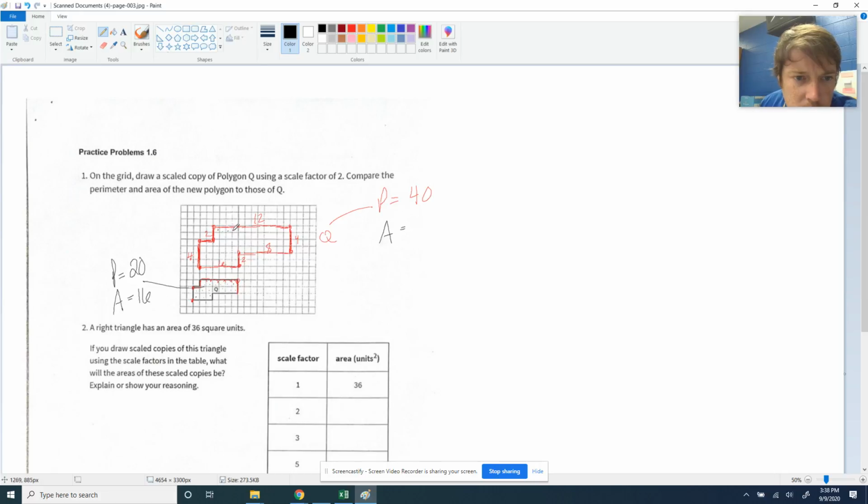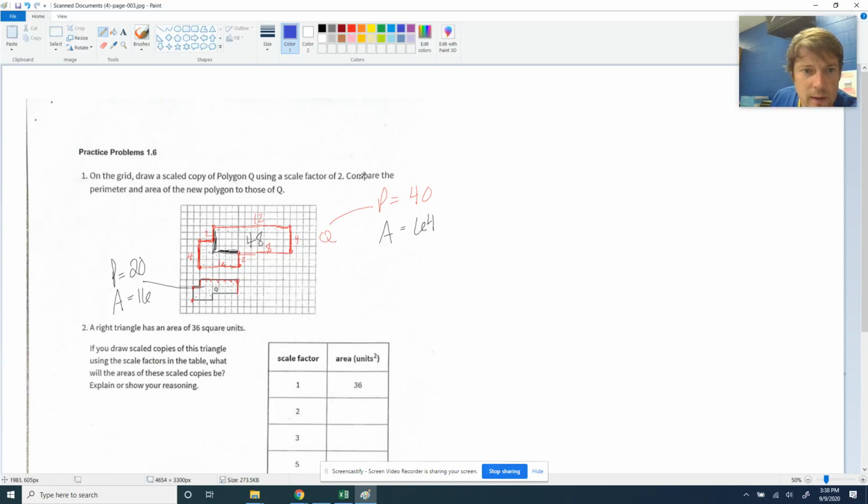So 1, 2, 3, 4, 5, 6, 7, 8, 9, 10, 11, 12. Actually, let's do this faster. Let's break it up into a big rectangle there, which is a 12 by 4. That's 48. What? We're already bigger than what we thought it was going to be. That's 48, 49, 50, and so on up to 60, then 1, 2, 3, 4. 64. Wait a minute. The area didn't double, but the perimeter did.